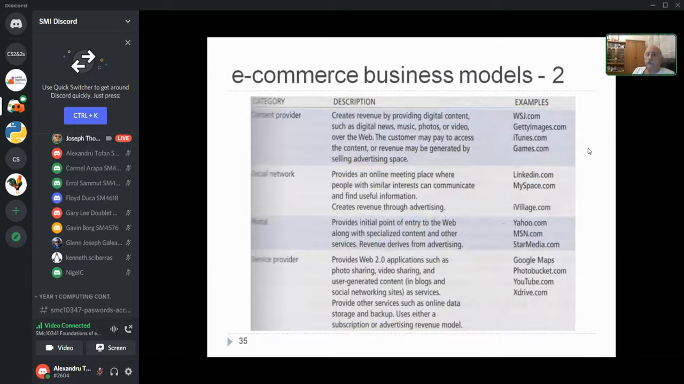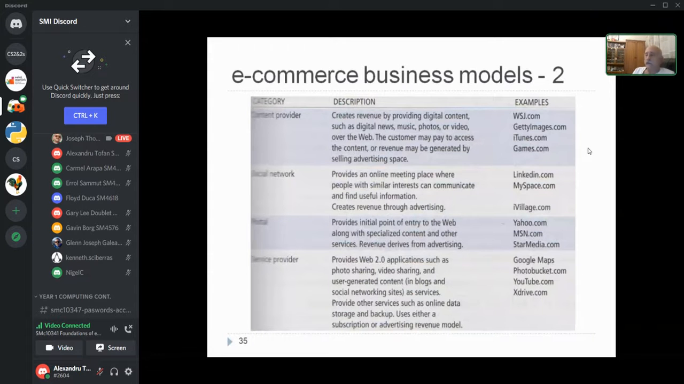Then we have social networks, right? An online meeting place where people with similar interests can get together. A good example would be LinkedIn, right? LinkedIn is used a lot by people to further their careers, to meet people who are working in the same industry.